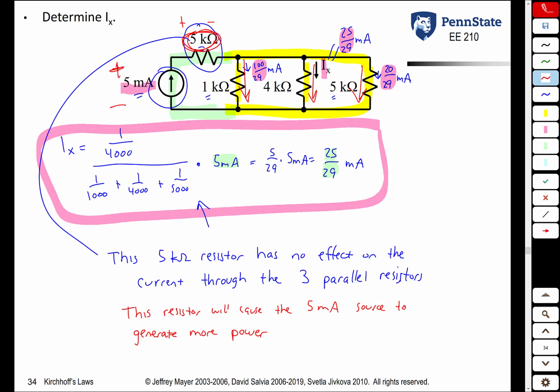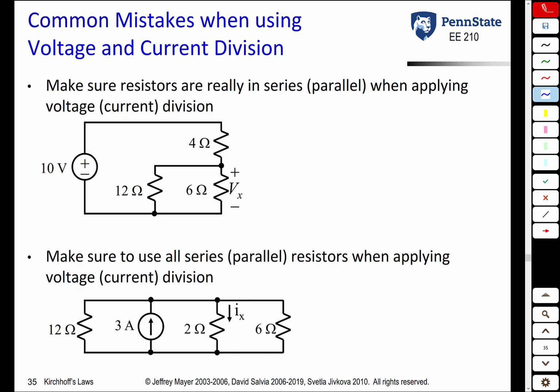Let's talk a little bit about some common mistakes when using voltage and current division. They seem like fairly simple equations, and they are, but it's very easy to make some mistakes. So look at the circuit here. You have a 10 volt source and three resistors, 4 ohm, 6 ohm, and 12 ohm. And suppose you want to find the voltage Vx.